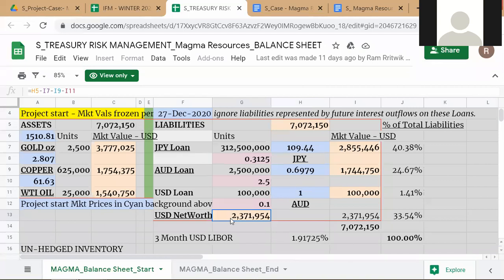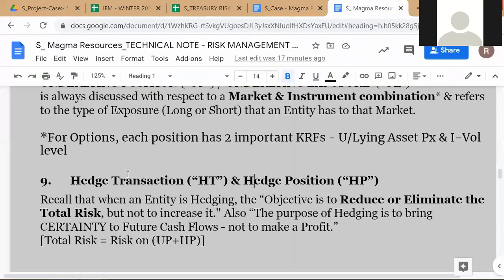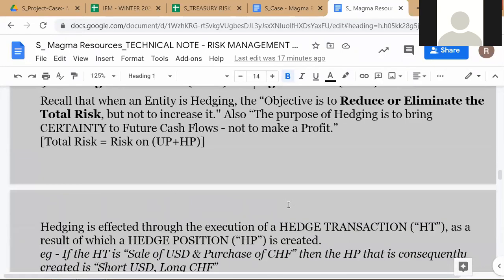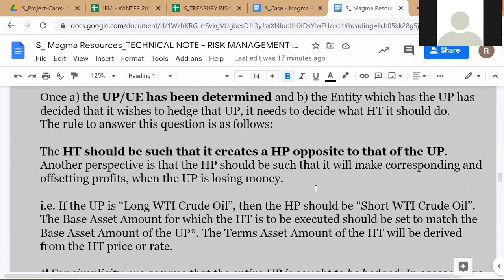So your goal as a hedger is to do, you can't really touch the balance sheet. You can't just say, okay, let's sell some copper. It doesn't work like that, because this is where the idea of the hedge position is going to come in. We got the underlying positions, yeah. The whole idea of the hedge position is going to come in, where you see this idea.